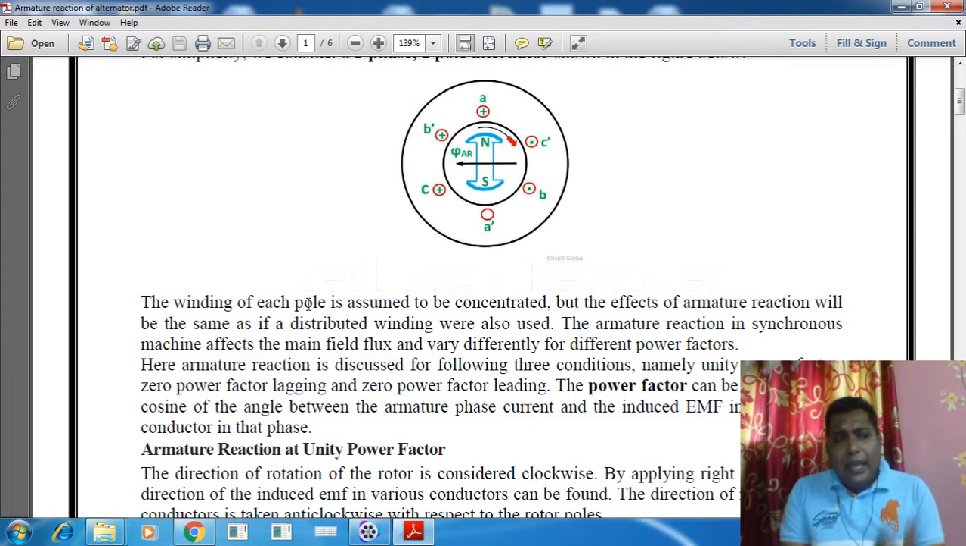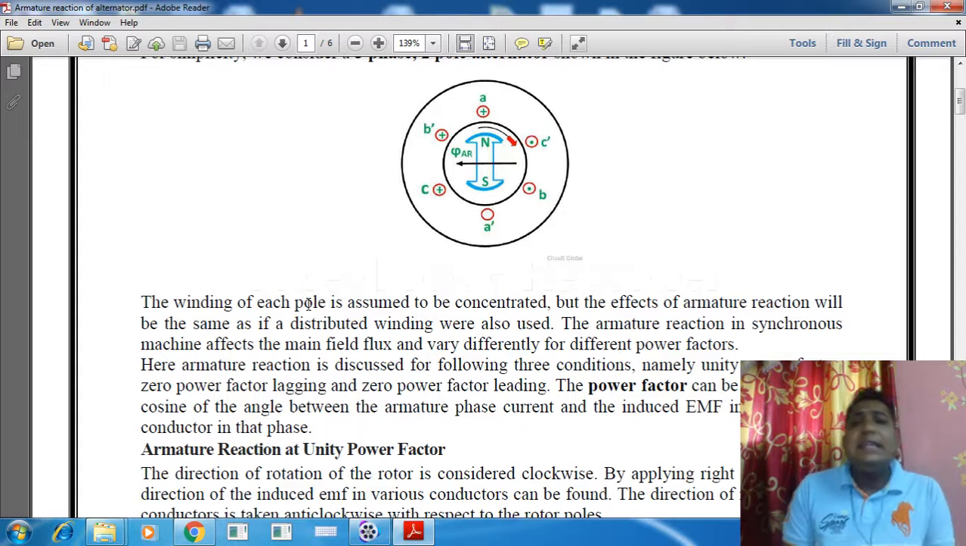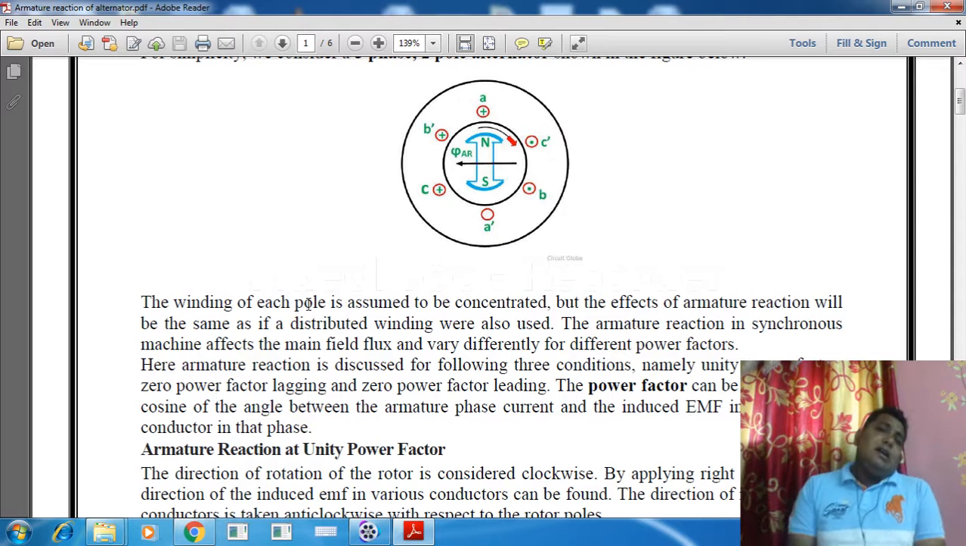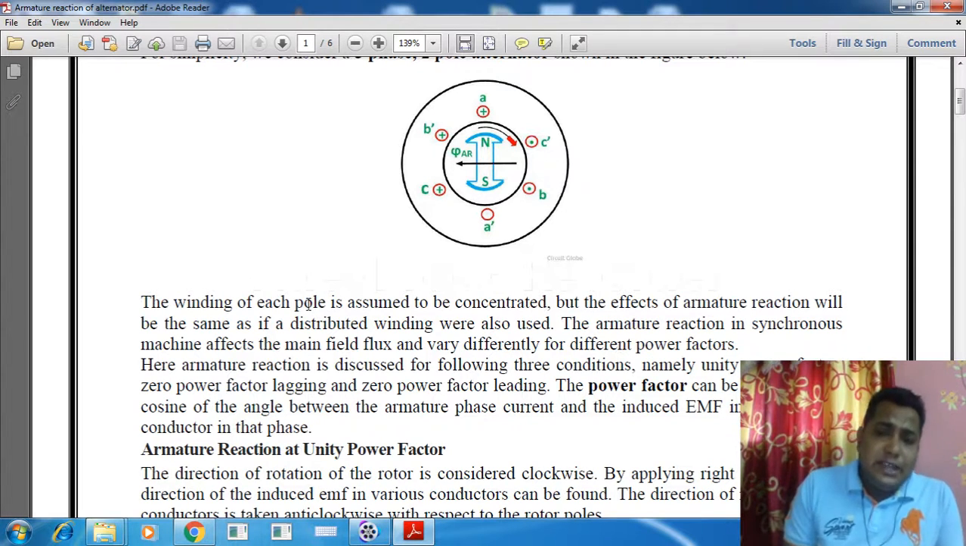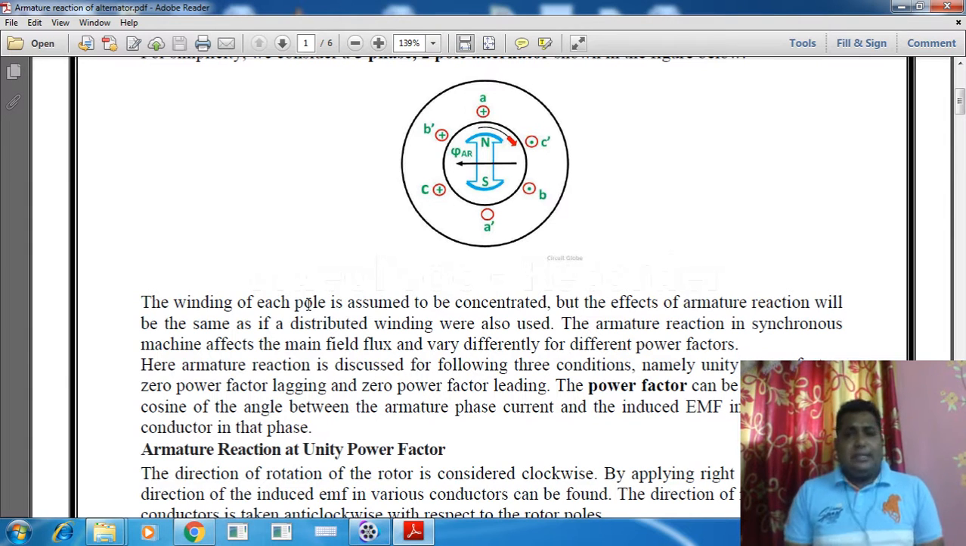Depending upon those concepts, we can discuss the armature reaction in three conditions. One is the unity power factor condition, one is the lagging power factor condition, and one is the leading power factor condition. So let us see what is written over here, and how we are going to discuss those things.